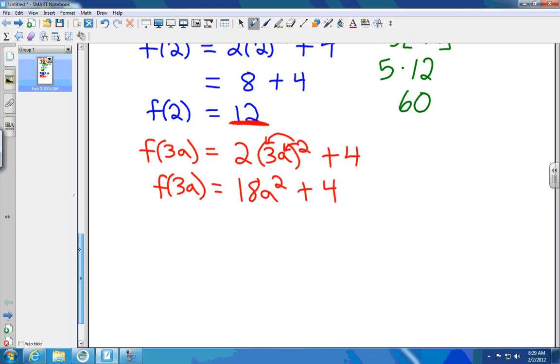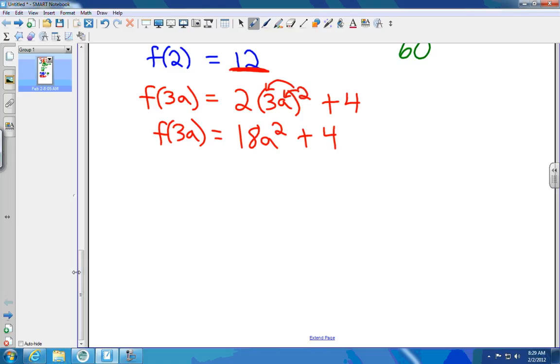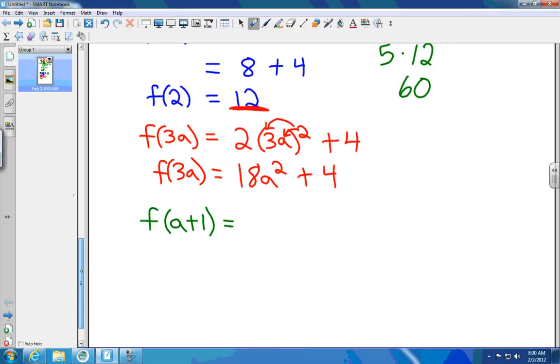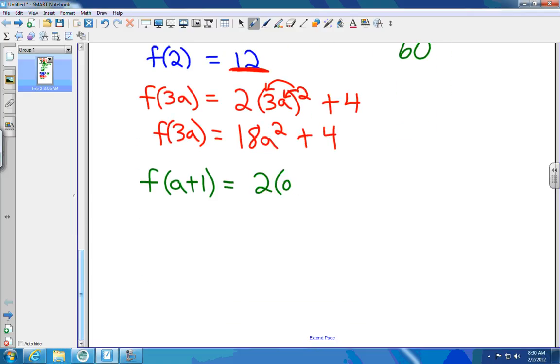And one more scenario you'll run into, they will ask you to find f of a plus 1, maybe. So what does that mean you're plugging in? A plus 1. Where do you plug in the a plus 1? For all the x's. So again, this is our f function. We're going to replace the x there with a plus 1. So 2 times a plus 1 squared plus 4.